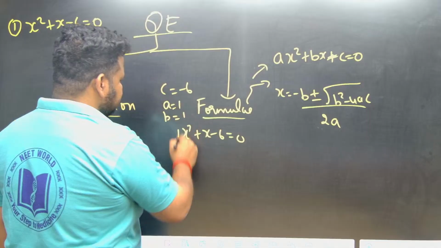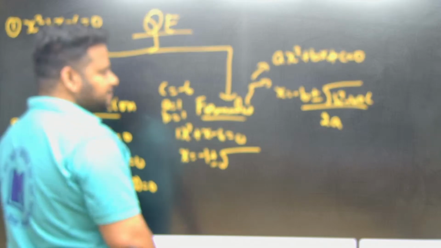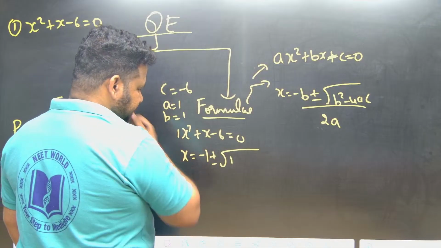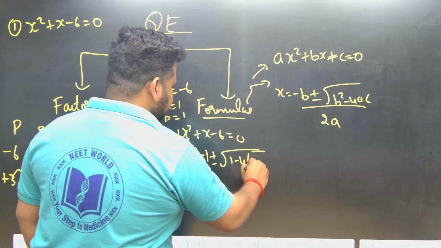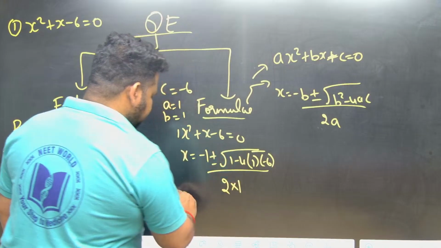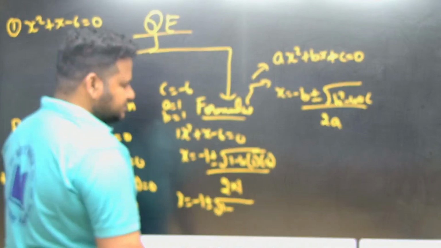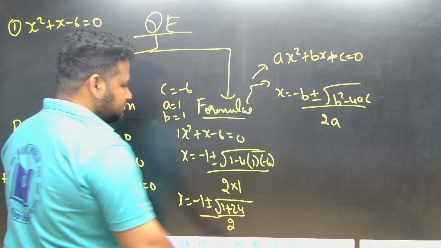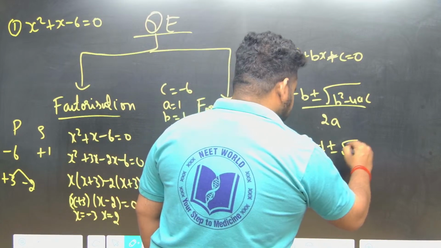Now if I apply the formula, what do I have? x is equal to minus b, minus b means minus 1, plus or minus square root of b square minus 4ac. b square is 1. Okay, 1 minus 4ac, that is 4 into a into c, that is minus 4 into a is 1, c is minus 6, divided by 2a. 2 times a means 2 into 1. So what will we get? x is equal to minus 1 plus or minus square root of 1 minus, 4 sixes are 24, minus into minus will be plus 24, divided by 2. Now I can write x is equal to minus 1 plus or minus square root of 25 by 2.